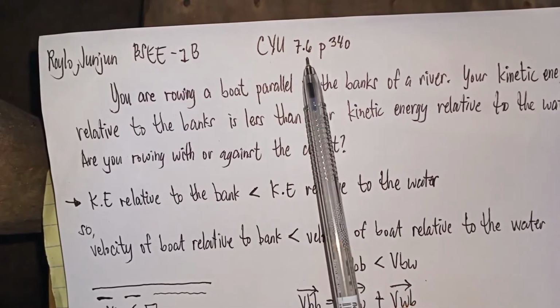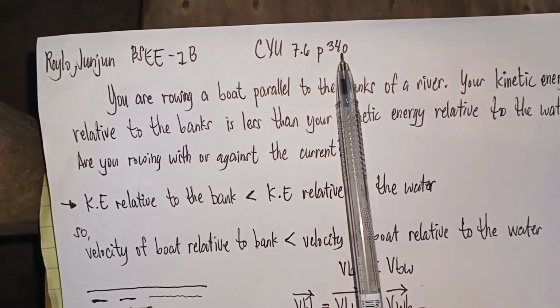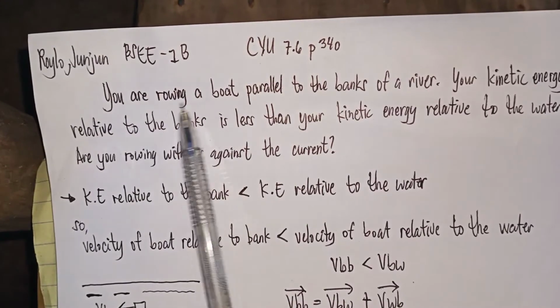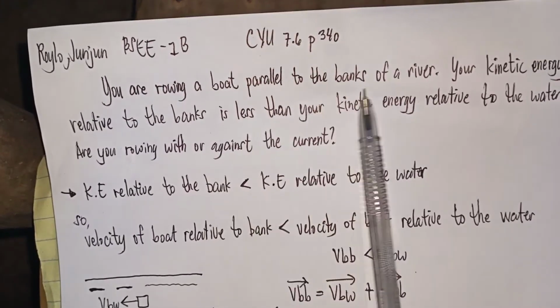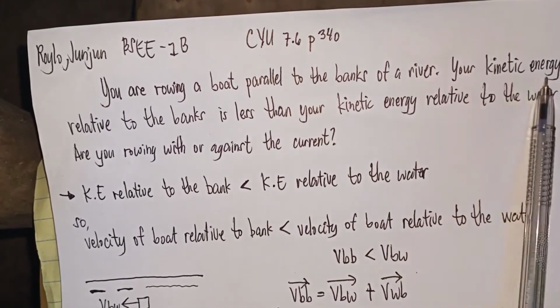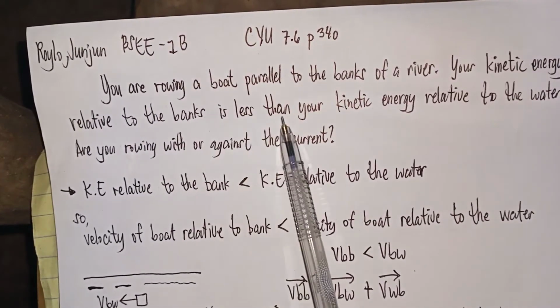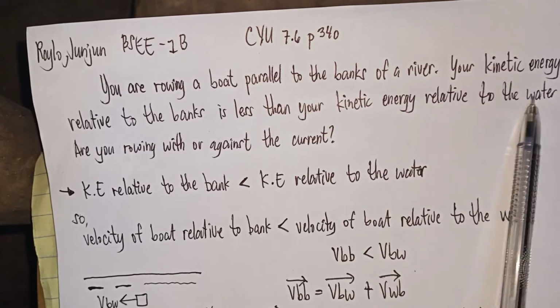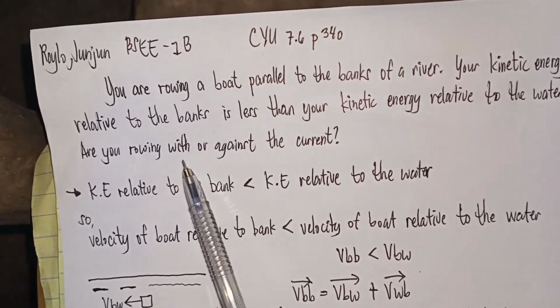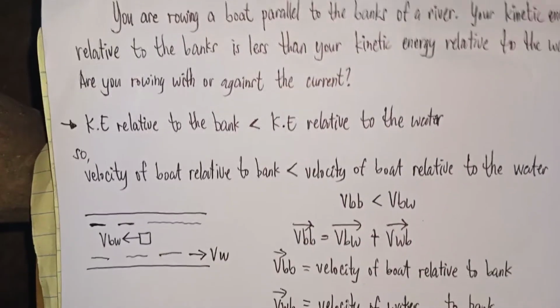Check your understanding 7.6 from page 340. You are rowing a boat parallel to the banks of a river, and your kinetic energy relative to the banks is less than your kinetic energy relative to the water. Are you rowing with or against the current?